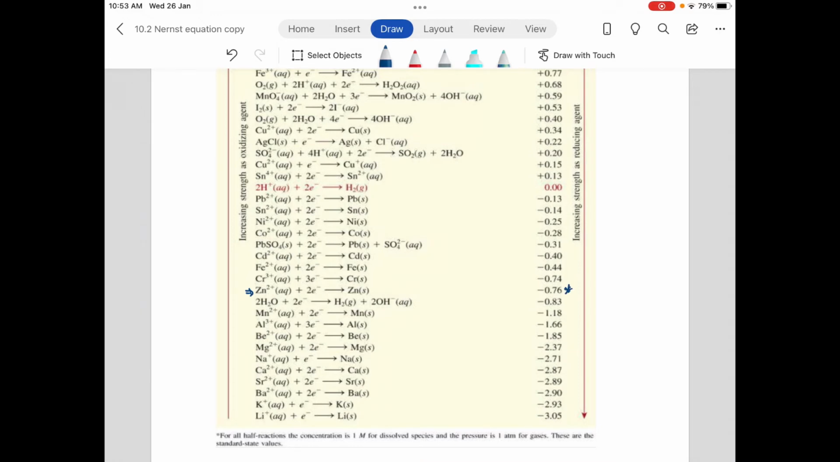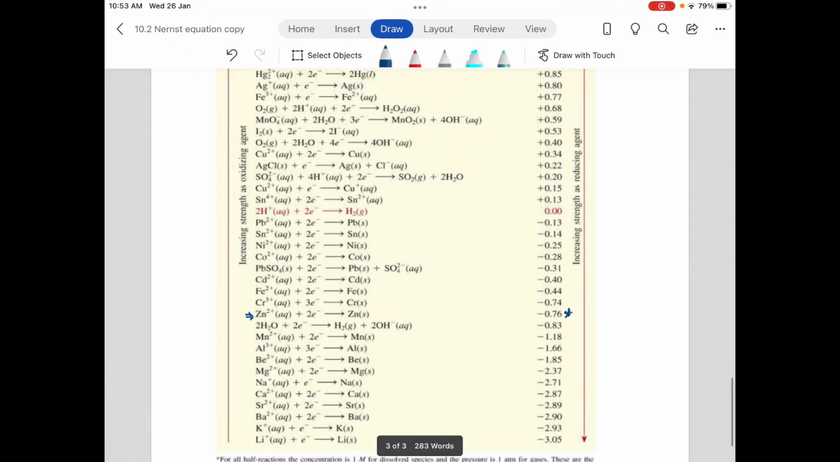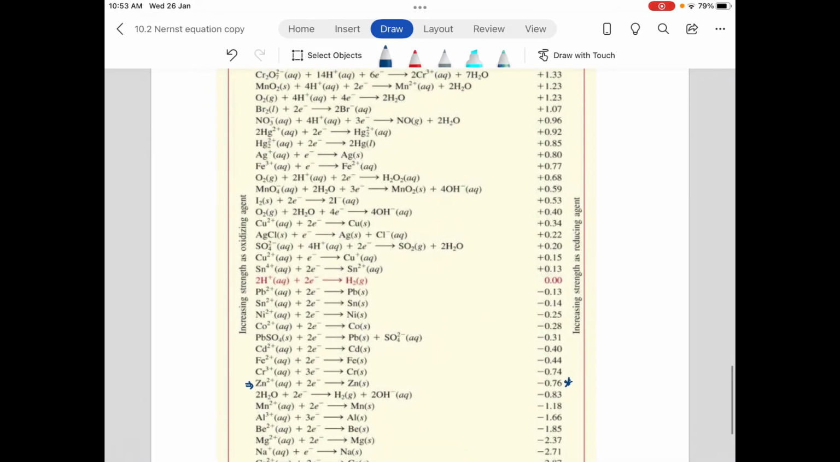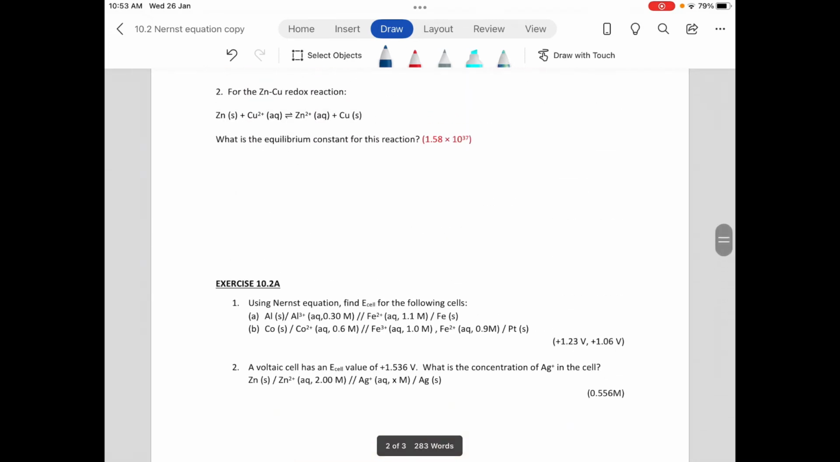Negative 0.76. Satu lagi ialah ferrum 3 plus to ferrum 2 plus. Okay, jangan salah cari bukan ferrum 2 plus ke ferrum solid tau. Dia ialah ferrum 3 plus to ferrum 2 plus. So ini kita punya nilai. So this will be our cathode. Fe3 plus tu cathode sebab nilai dia lagi tinggi. Zinc nilai dia lagi rendah, so dia jadi anode lah.